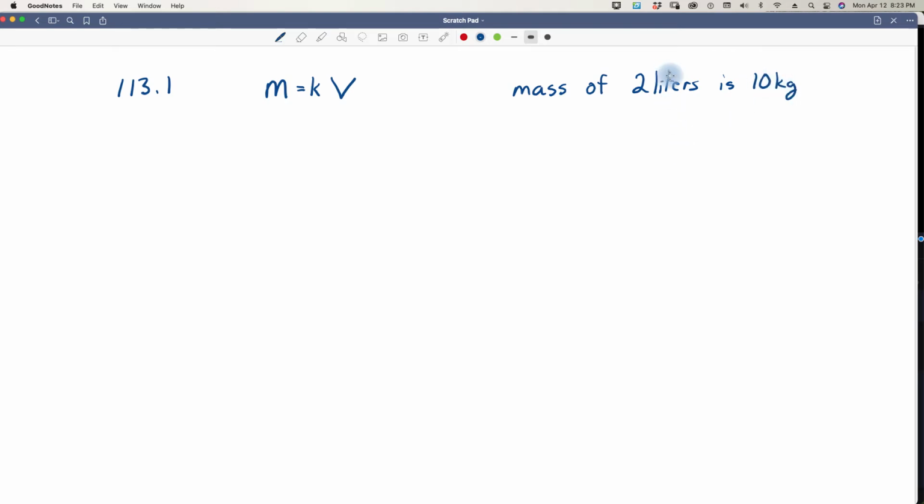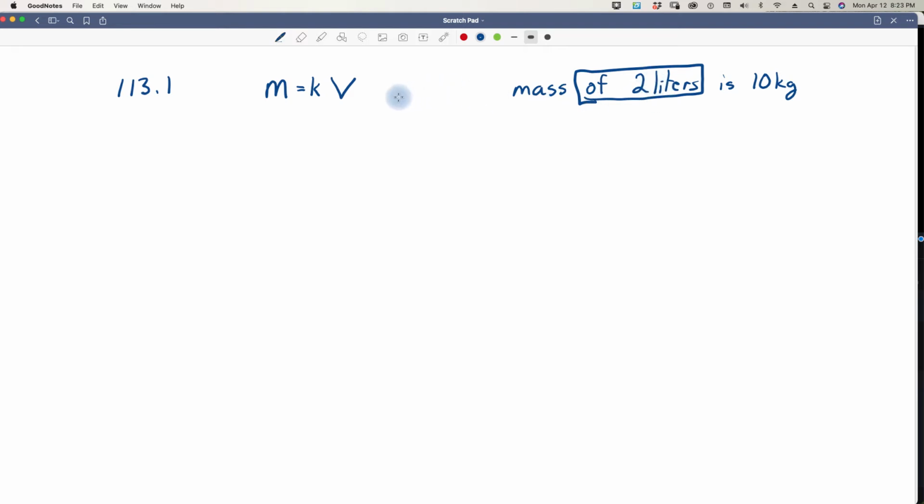All right, 2 liters, liters is volume. Okay, this is a prepositional phrase. So you take that out. The mass is 10 kilograms. So it pays to know a little bit of grammar when you're doing word problems. Okay, the mass is 10 kilograms. Of what? Of 2 liters.